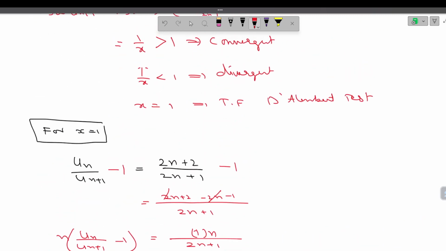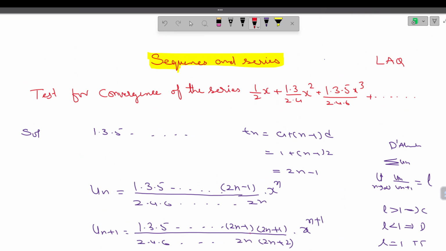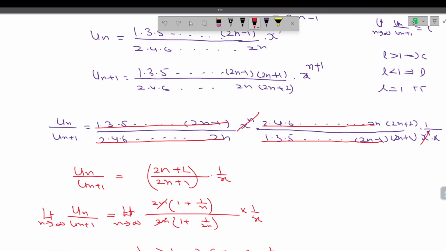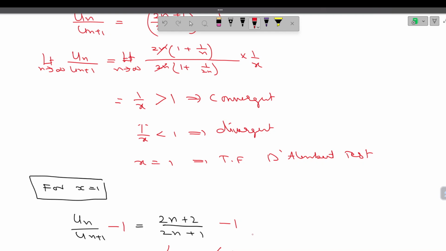Okay, that's it. So what we have done: first, we didn't have the Un term, we found the Un first. Then we applied the D'Alembert test. With that, we got an ambiguous, conditional answer. 1 by x greater than 1 convergent, 1 by x less than 1 divergent, x equal to 1, test fails. You can't leave it as test fails. So where the test is failing, you have to apply another test. Otherwise, your answer is not considered to be the complete answer in the exam.